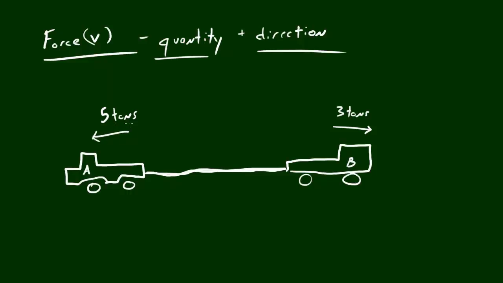Whenever we have an object pulling this chain with a pressure of 5 tons to the left, and we tie it to a truck trying to pull it 3 tons to the right, obviously this truck, truck number B, has a weaker force. So we end up with a total net force of 2 tons in the left direction. So again, just remember that.